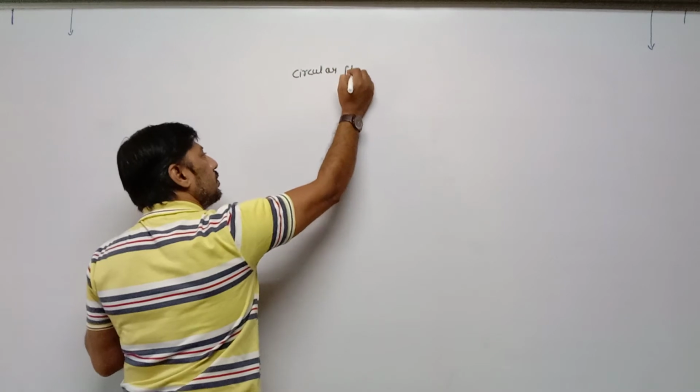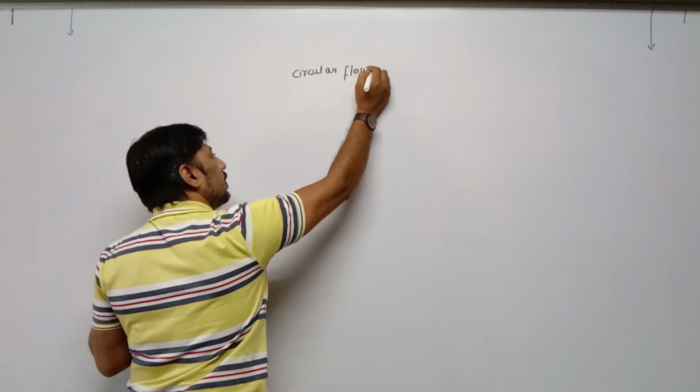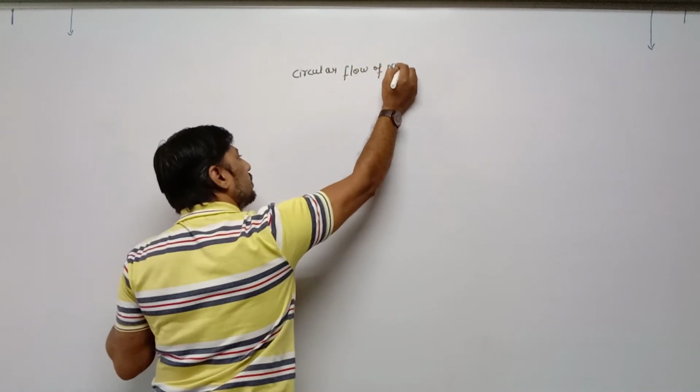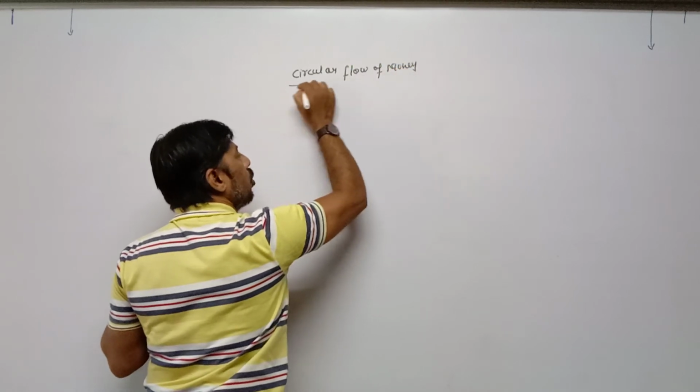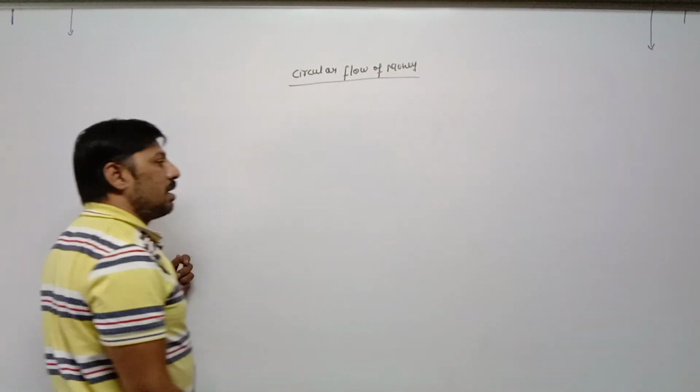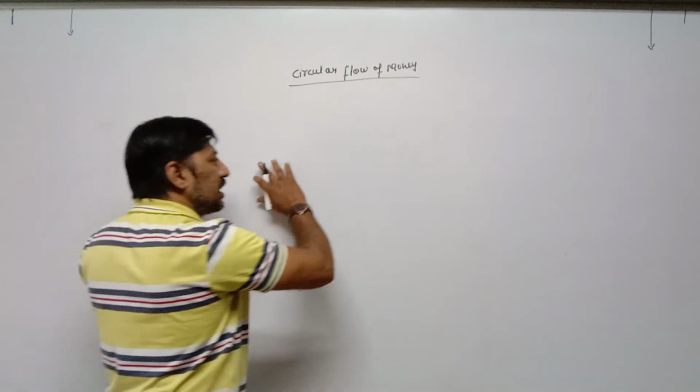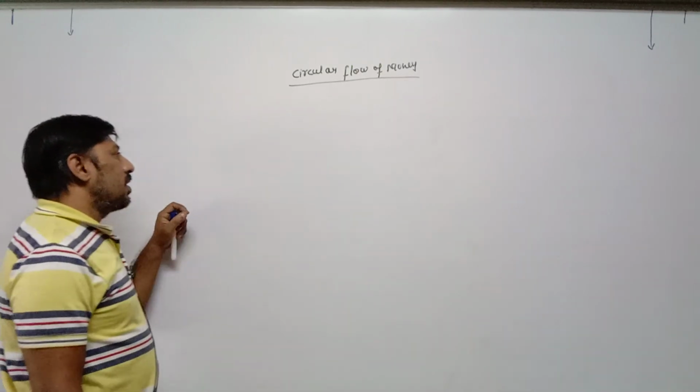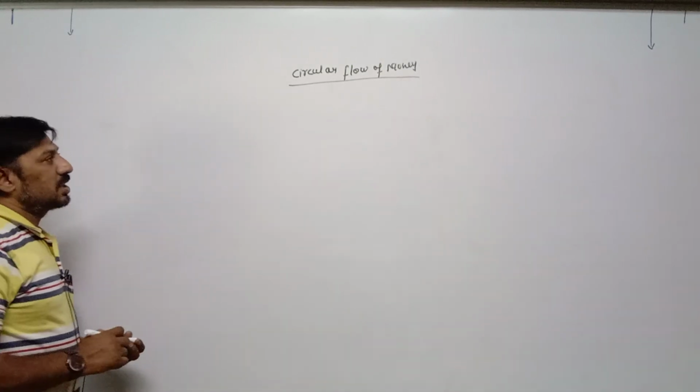Circular flow of money means how money circulates in an economy. This is a very extensive explanation, but in your textbook a very short explanation is given.